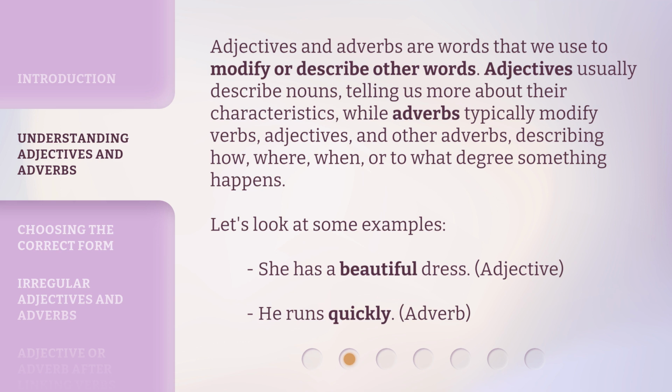Adjectives and adverbs are words that we use to modify or describe other words. Adjectives usually describe nouns, telling us more about their characteristics, while adverbs typically modify verbs, adjectives, and other adverbs, describing how, where, when, or to what degree something happens. Let's look at some examples. She has a beautiful dress. Adjective. He runs quickly. Adverb.